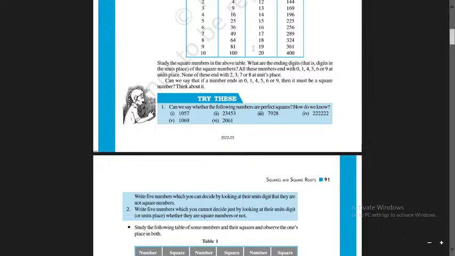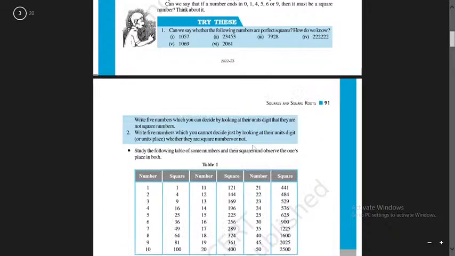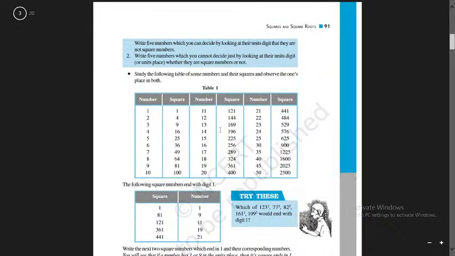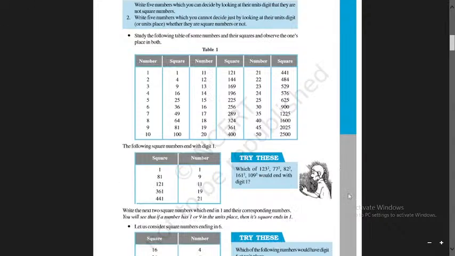So I hope you are clear here, like how to write a square number. So here also we are given some tables that show the square numbers, if I'm not wrong.